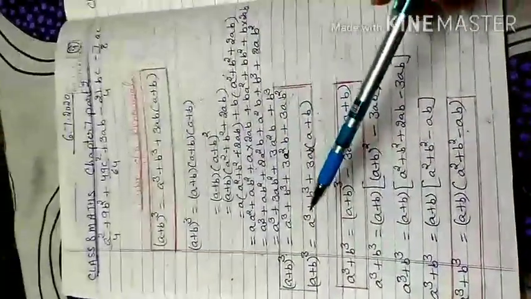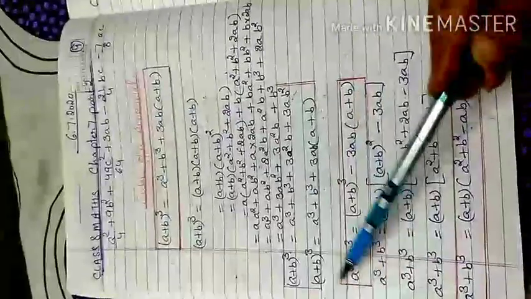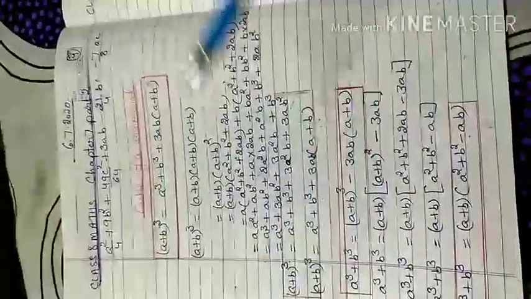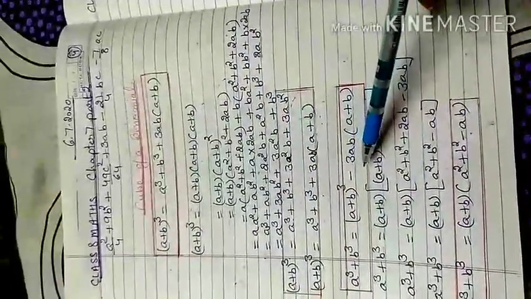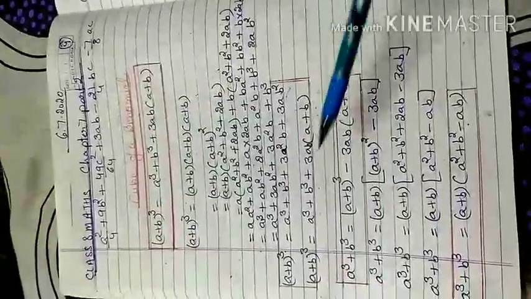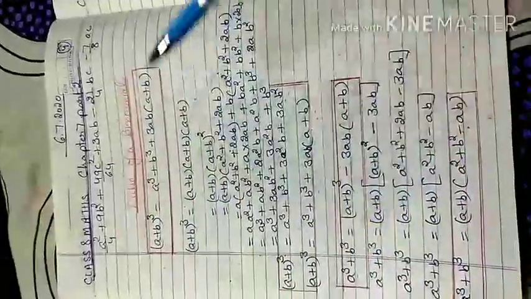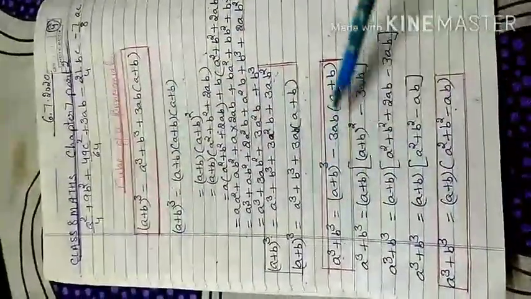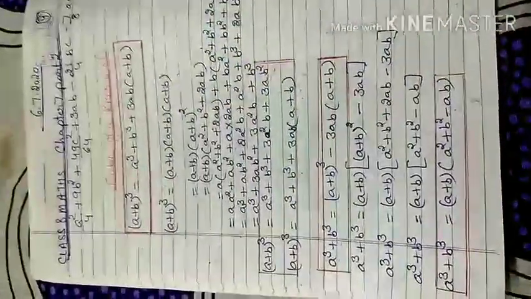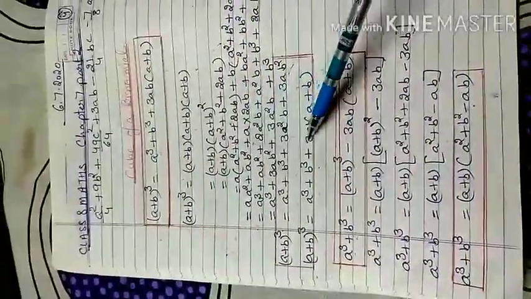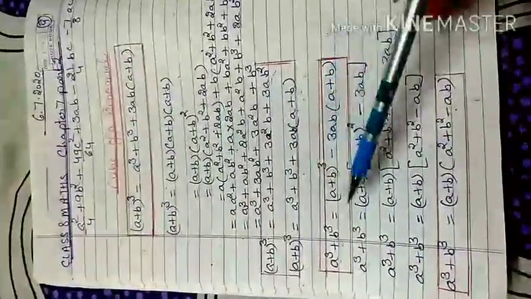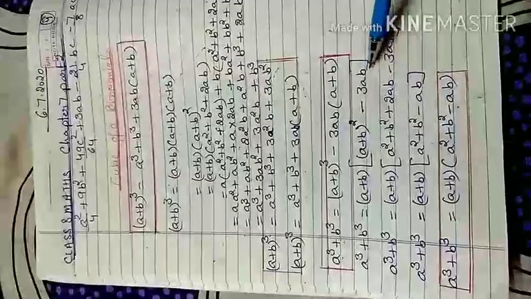But if I have to find the value of a cube plus b cube, I apply the formula a plus b whole cube. This term will be shifted to the other side and the sign changes from positive to negative: minus 3ab times a plus b. So that is the required formula of a cube plus b cube. It is up to you: if you have to extract this value, you apply this formula or that formula. There will be no change in the answer, because whichever formula you apply, the answer will be the same. But if I further elaborate this formula, take a plus b common, what is left is a plus b whole square minus 3ab.